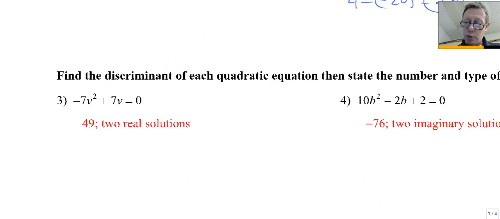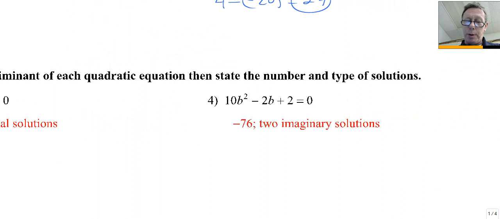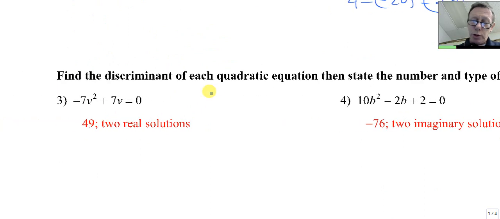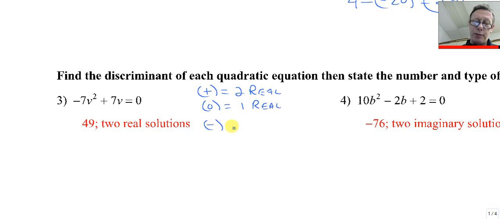This one says to find the value of the discriminant and use that to find the number and types of solutions. So let's review the number and types of solutions that we're going to have. If I have a positive discriminant, I'm going to have 2 real solutions. If I have a 0 for the discriminant, I'm going to have 1 real solution. And if I have a negative value for the discriminant, I'm going to have 2 imaginary solutions.